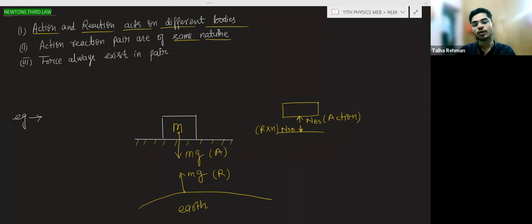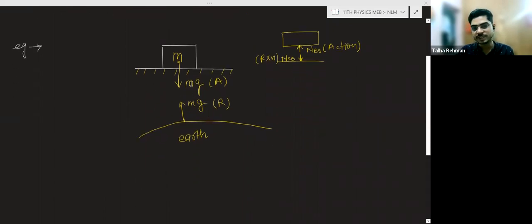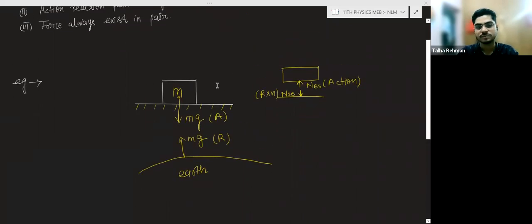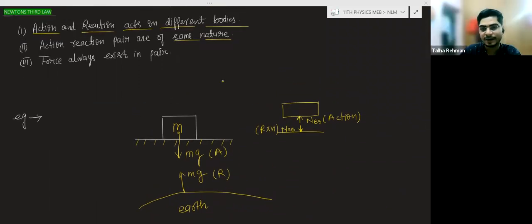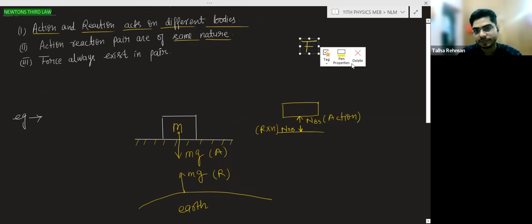Yes, the gravitational force on the mass and on the earth are equal. This mg and this mg will be equal. Okay, sir. Basically, the gravitational force between the two bodies, I am just explaining. Give me a minute.